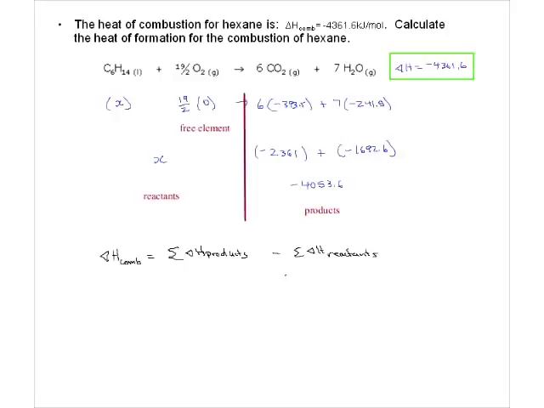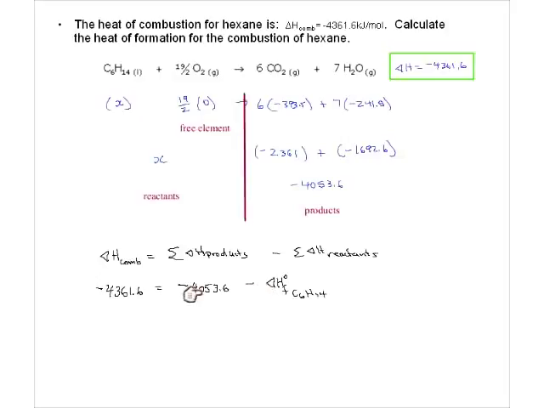Delta H of combustion is the products minus the reactants. I know what the combustion is. They gave it to us right here. I know what my product energy is. I just calculated it. My energy of my reactants, well, it's going to be X plus 0. And so luckily here it works out nice. It's just X.